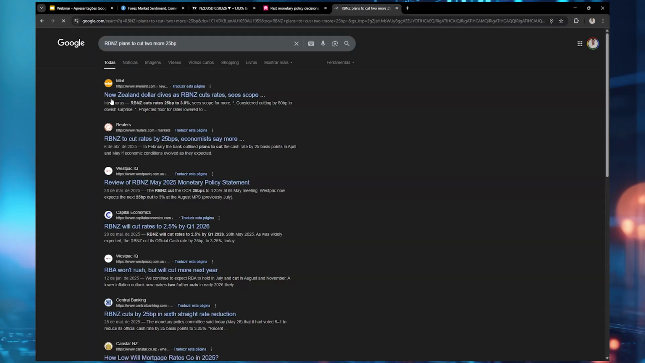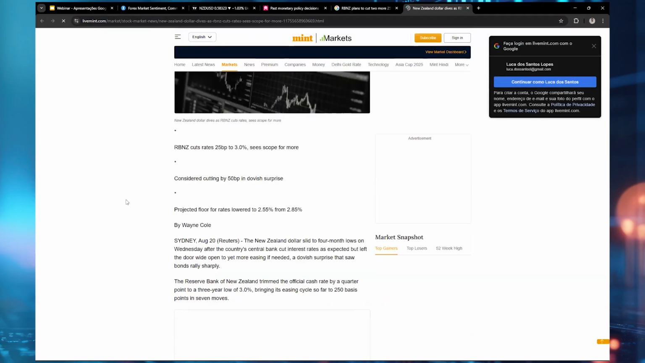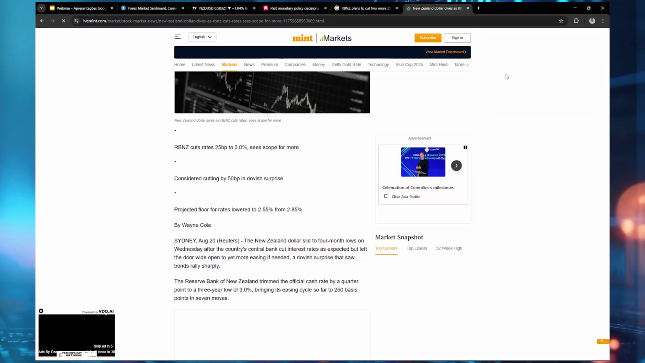So if we look here, it sees scope for more. Okay, so that's the whole point. They're considering cutting by 25 basis points, a dovish surprise. So it was a dovish surprise. Projected floor for rates lowered to 2.55 from 2.85. What does that mean? They had a projection of 2.85 for the rates, so another 25 basis point cut, but now they've predicted an even lower, that is another 25.